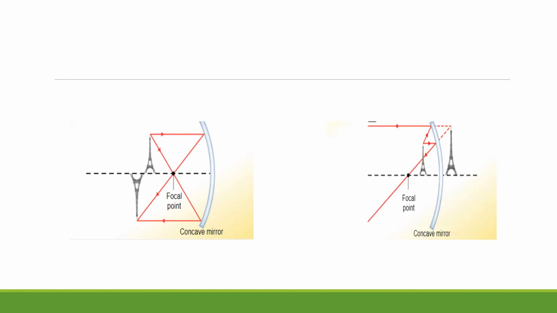Now, I want you to look at this picture. In this picture, if an object is between the mirror and the focal point, the reflected rays form a virtual image. Virtual images formed by a concave mirror are always larger than the object. Concave mirrors produce the magnified images you see in the makeup mirror.